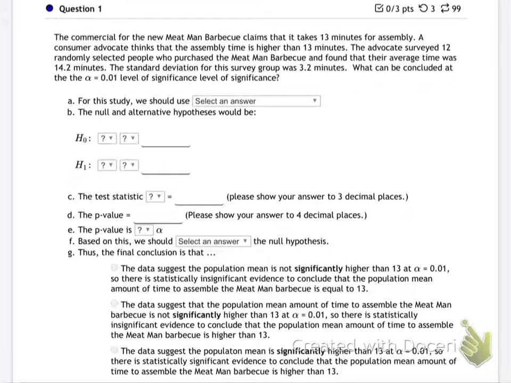Okay, so here's section 9.2, question number 1. All right, so on this one it says the commercial for new Meat Man barbecue claims that it takes 13 minutes for assembly. A consumer advocate thinks that the assembly time is higher than 13. The advocate surveyed 12, so here, let me write there. There's the claim right away. The advocate thinks the assembly time is higher.